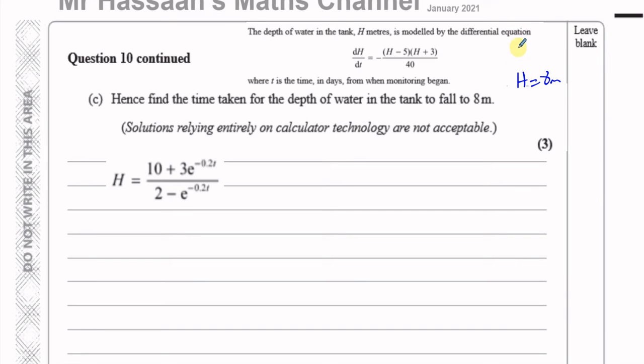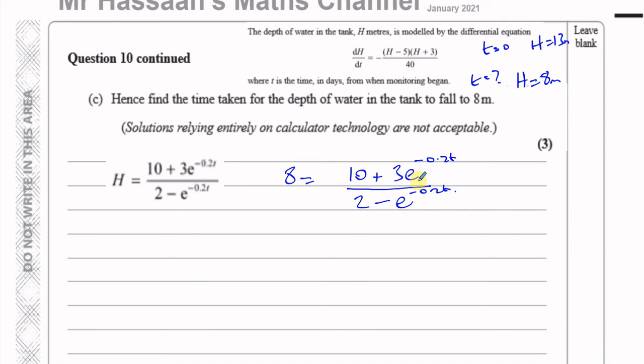From 13 to 8. Remember, 13 was the maximum height. The 13 was when time was 0. That was right. So when time was 0, it was this. So we know when time was 0, h was 13 meters. And we want to find how many days it will take for it to fall to 8 meters. Okay, so basically we have to just substitute 8 into here and solve for t. Okay, so we have to say 8 equals 10 plus 3 times e to the power of minus 0.2t over 2 minus e to the power of minus 0.2t.